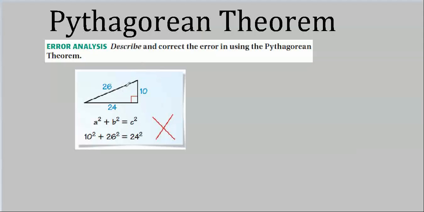Well, let's see, that would be 24 squared plus 10 squared. Oh, wait a minute here. 10 squared plus, oh, I see. Well, they confused the leg with the hypotenuse. This should be 10 squared plus 24 squared equals 26 squared. Other than that, everything's fine.